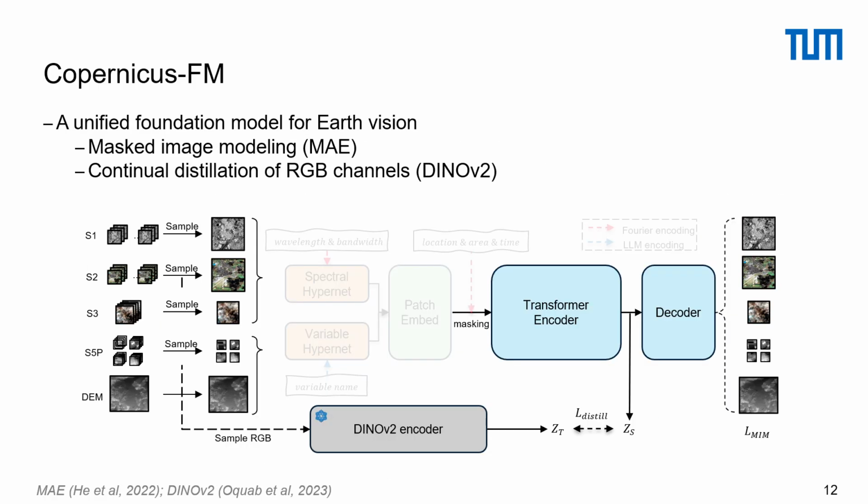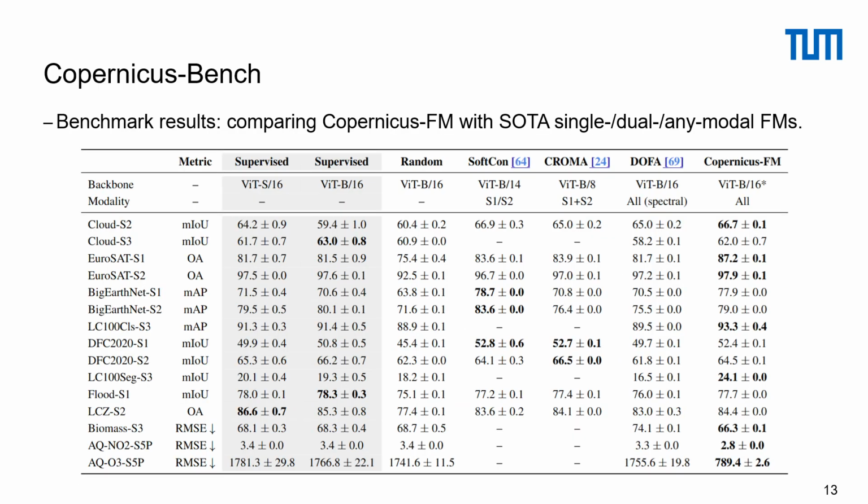For pre-training, we use masked image modeling across modalities as the primary objective, with an auxiliary distillation loss that aligns the RGB subspace to that of DINOv2, anchoring our representations to strong natural image priors. We compare Copernicus FM with state-of-the-art foundation models on Copernicus Bench, a newly curated benchmark with 15 hierarchical downstream tasks across modalities. The results demonstrate our model's consistent benefits on all tasks, especially on new sensors.